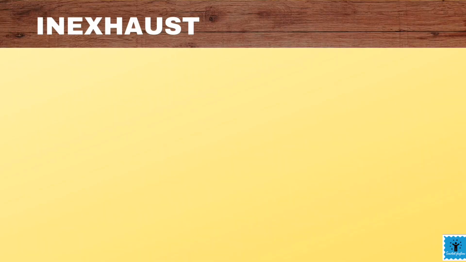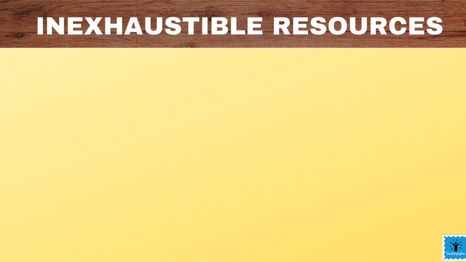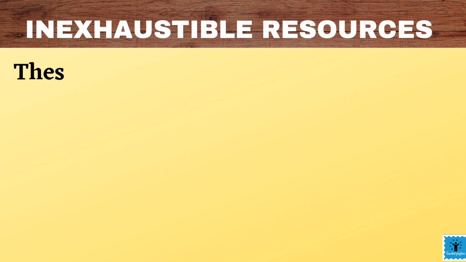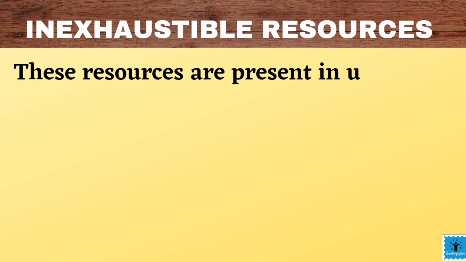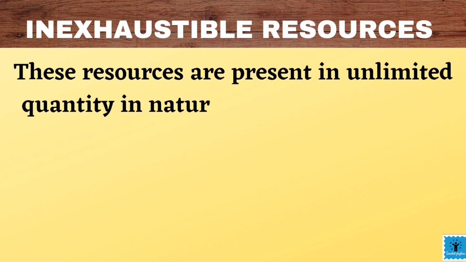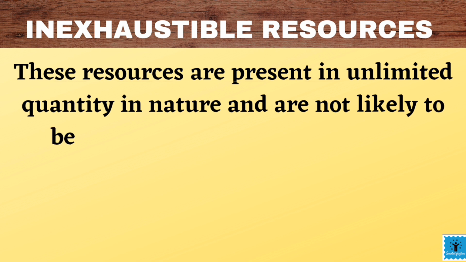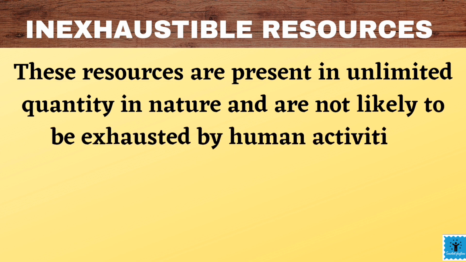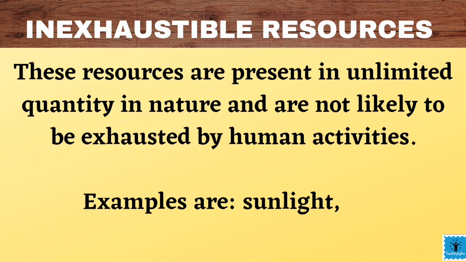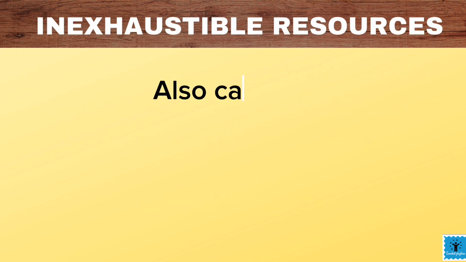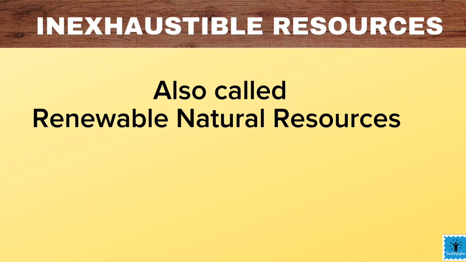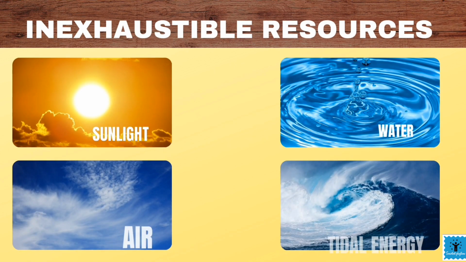The second category of natural resources is called inexhaustible natural resources. These resources are present in unlimited quantity in nature and are not likely to be exhausted by human activities. These are also called renewable natural resources. Water, wind, and sunlight are examples of inexhaustible natural resources.